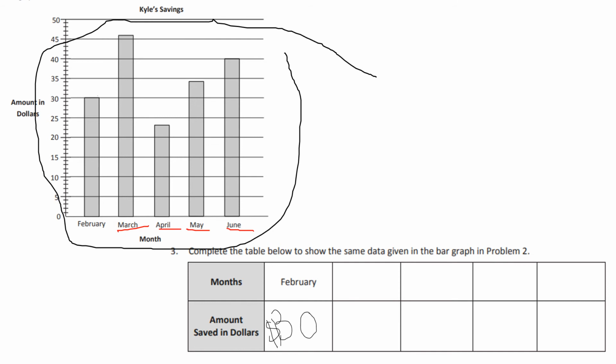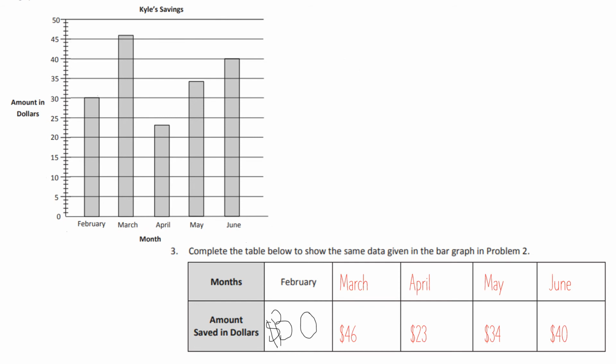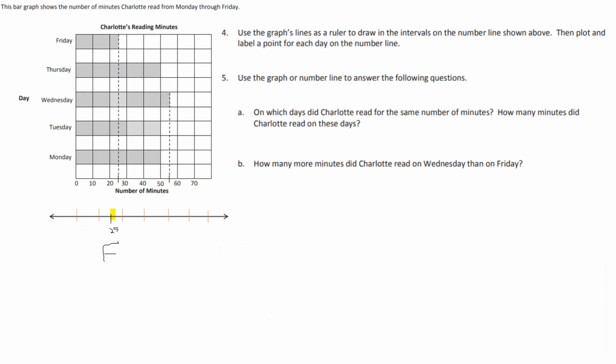All right, we're going to go over these answers right now. So as you see, I wrote March, April, May, June. March was $46 saved. April was $23 saved. May was $34 saved, and June was $40 saved. So as you can see, all I did was take this information and write it over here. So let's keep going to our last problem.